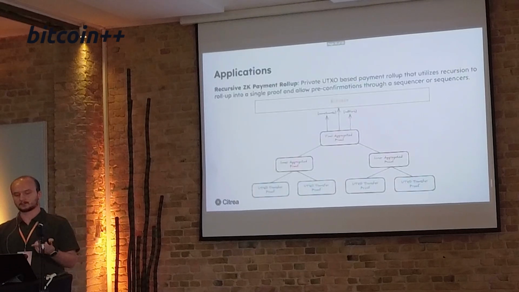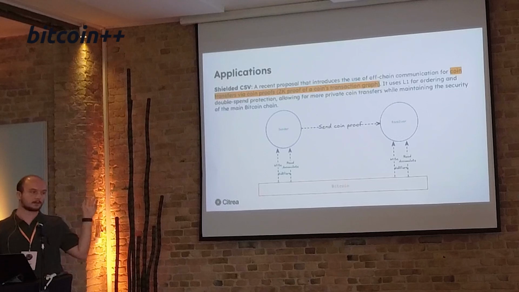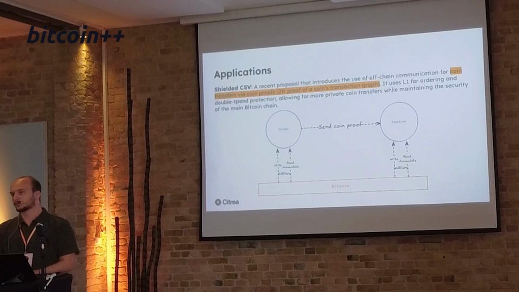But I feel like this mechanism is much better for pre-confirmations, because you can do mini blocks with actual proofs, and if you don't see your proof, you can make sure that something is going on, unlike here. But I think there is probably some solution to do pre-confirmations on shielded CSV, but I don't know how.